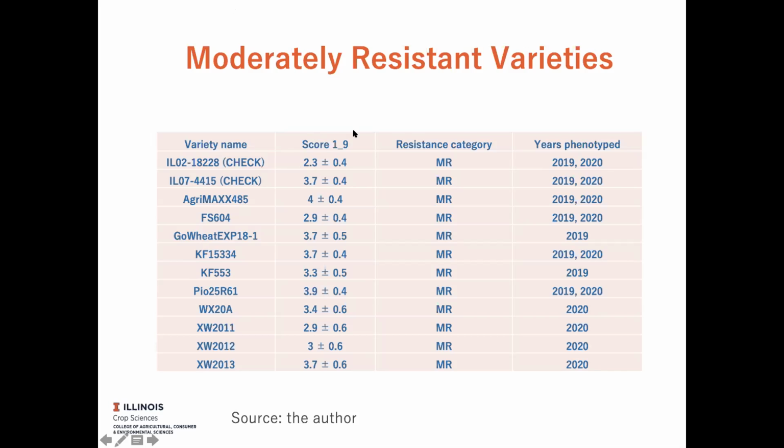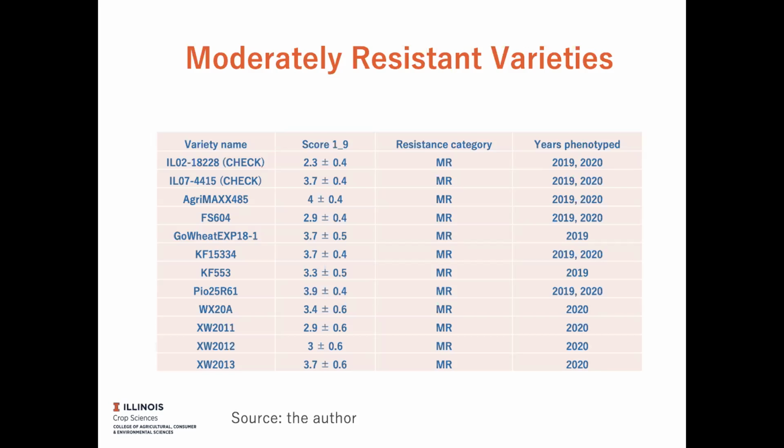And then I have the score, which is on a 1 to 9 scale, with 1 being the most resistant and 9 being the most susceptible. And then there's a plus or minus here that shows you the margin of error. This isn't an exact score. It's a score that has a little bit of wiggle room there because there is noise and error in the data just due to the nature of the disease.